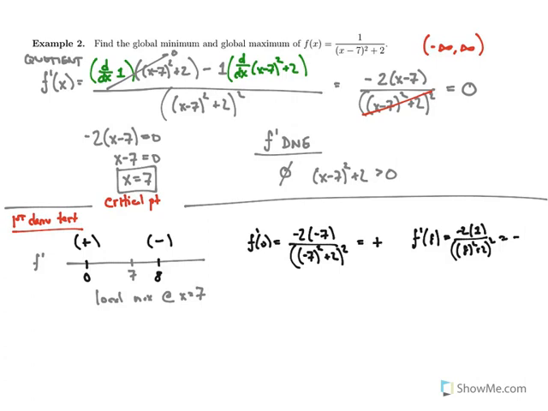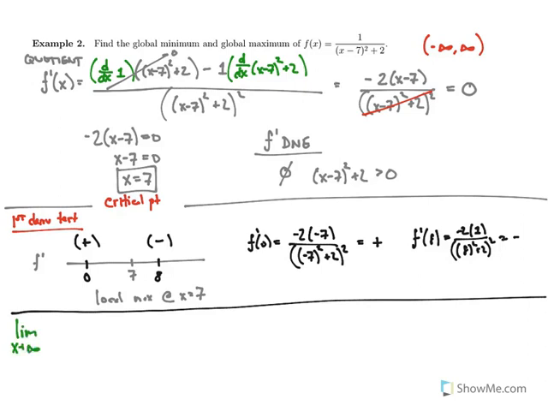Lastly, we should probably check the limits to make sure that we're not going to blow up to negative or positive infinity on both sides or one of the sides. So let's look at the limit as x goes to infinity of 1 over x minus 7 squared plus 2. And this is going to make the bottom get really, really big. It's going to be like 1 over infinity, which is going to be 0. And the same thing's going to happen for negative infinity as well.